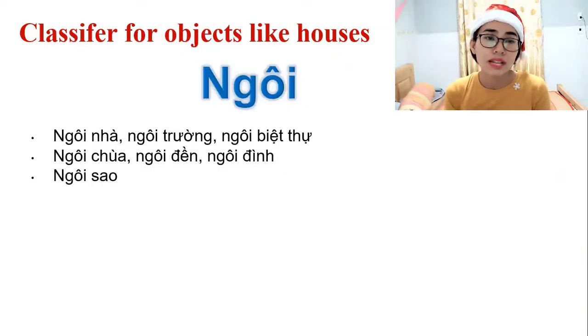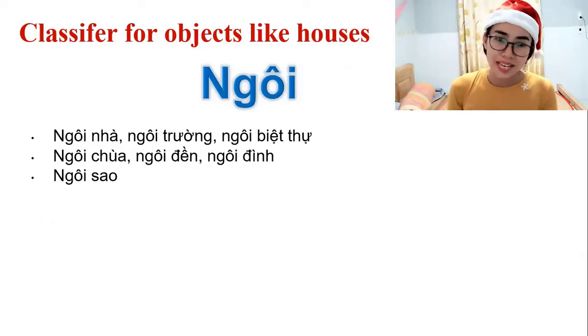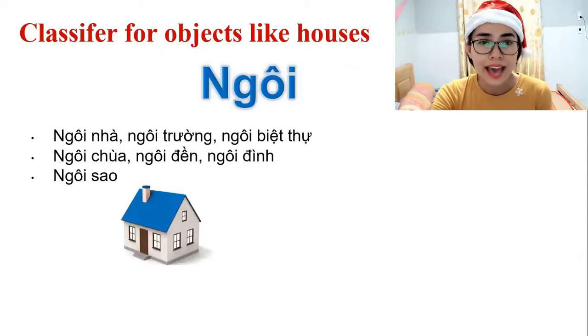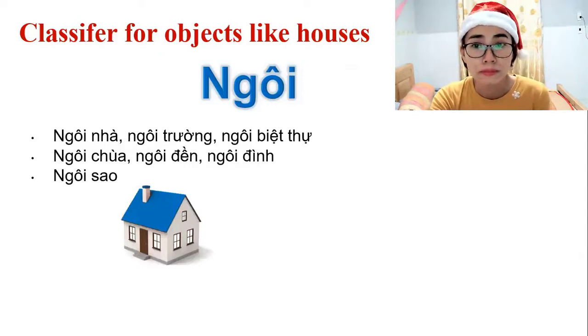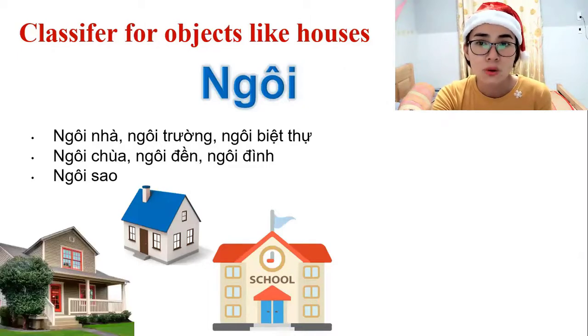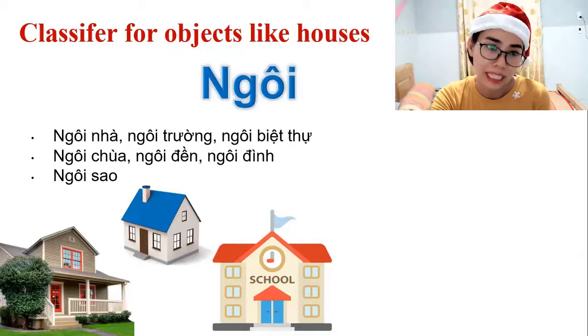Classifier for objects like houses. What can be like houses? Of course, a house. Ngôi nhà. We have ngôi for some specific nouns. So we have a house, ngôi nhà. We have a school, ngôi trường. Or a villa, ngôi biệt thự.